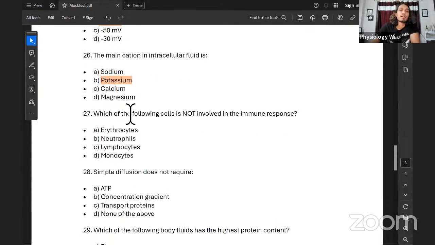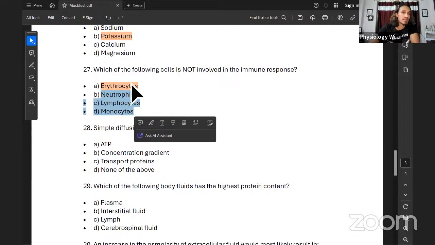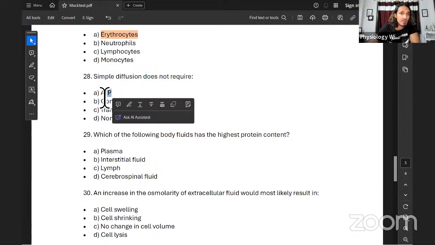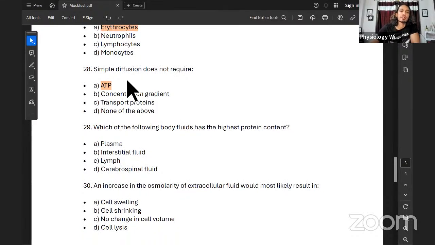Okay. Which of the following cells is not involved in immune response? Out of the lot, you can say erythrocyte. Erythrocytes do have some sort of immune function, but compared to all of these major stalwarts in immune response, you can say that is the best option. Next question: simple diffusion does not require. That is again very straightforward. If it required ATP, because it has to move against a concentration gradient, it would have been active transport. Simple diffusion is a type of passive transport.